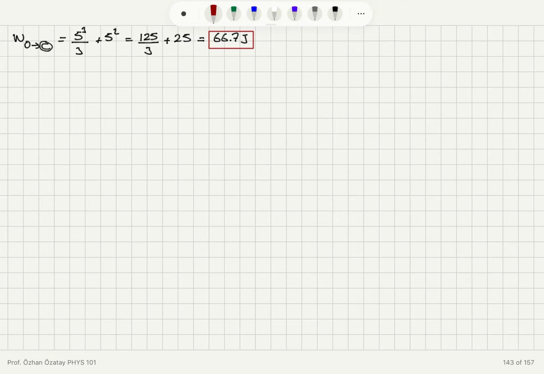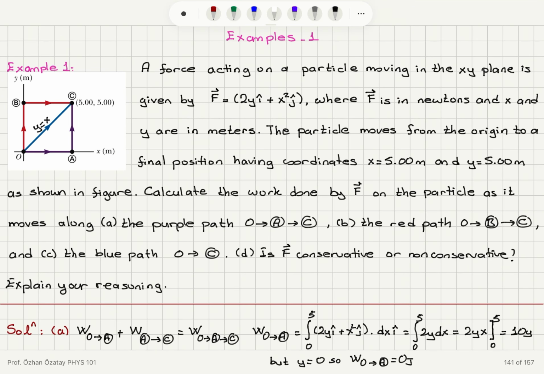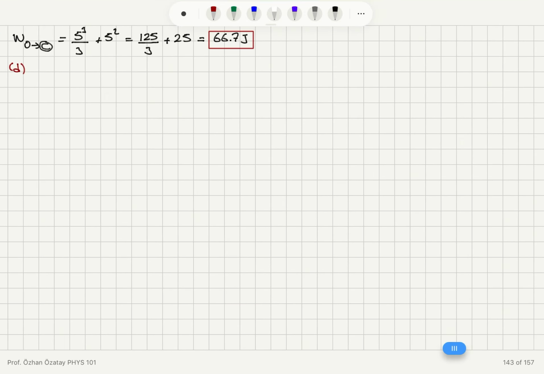So let's take a look at part D. We have found 3 different values: 66.7 joules, 50 joules, and 125 joules. We're achieving the same task, going from point O to point C. And depending on which path we take, we're finding a different value for the work done by this force. So is F conservative or non-conservative? Explain your reasoning.